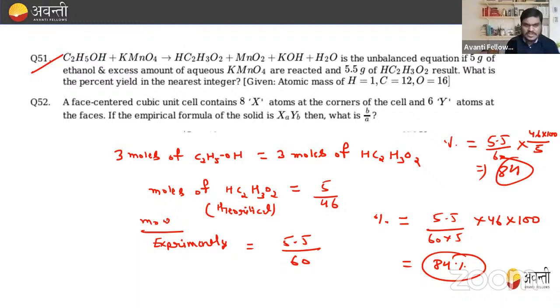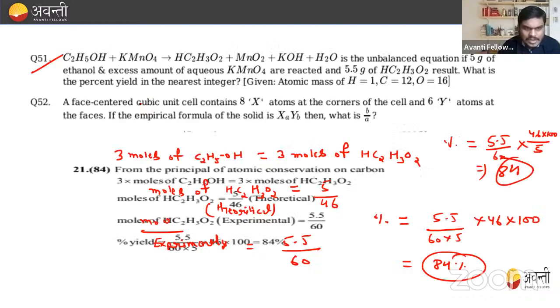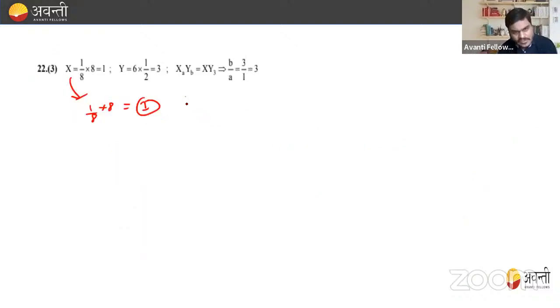So first of all, you have to calculate the number of atoms present at the X corner and Y face center. After this, by using the empirical formula, we can predict whether it is B or A, right? So let's start. We know that at the corner the contribution is 1 by 8 into 8, that is equal to 1. Next, it states 6 Y atoms at the faces. We know that at the face the contribution is 1 by 2. So that is 6 into 1 by 2, which comes out to be 3.